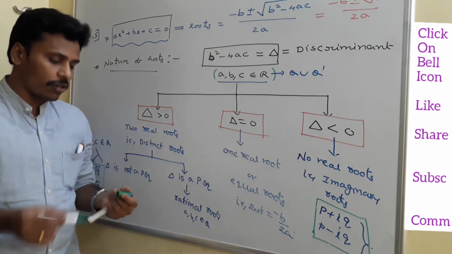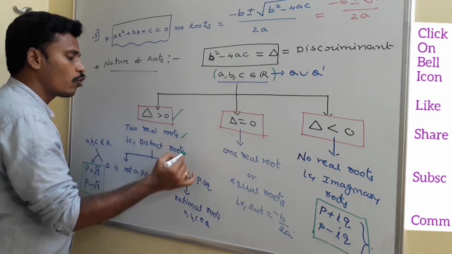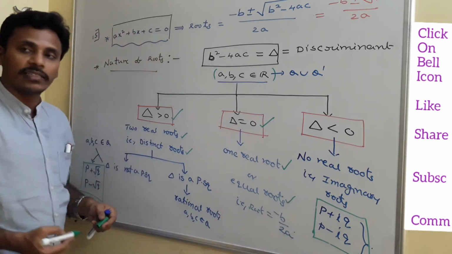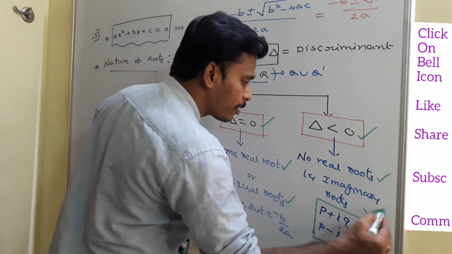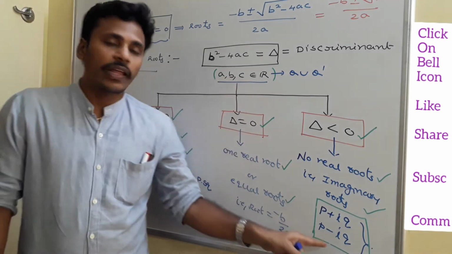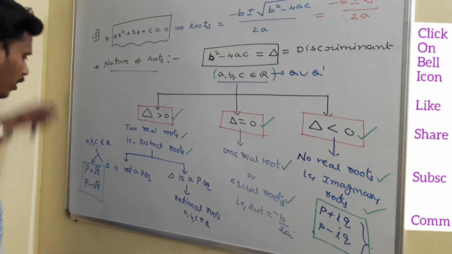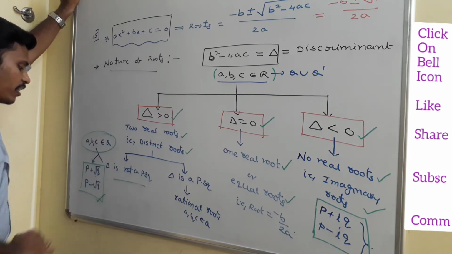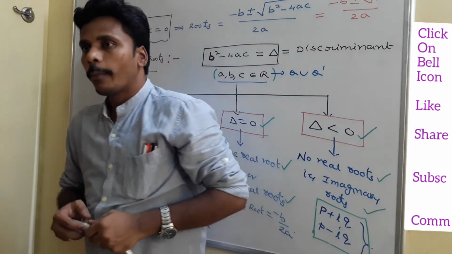At the end of this total picture, what you need to memorize is: if delta is greater than 0, the equation has two real roots or distinct roots. If delta is equal to 0, the equation has one real root, or you may say it has equal roots. If delta is less than 0, the equation has no real roots, as well as it has imaginary roots. Further, if a, b, c belong to R, then the imaginary roots are of this format: if one is p plus iq, the other one is p minus iq. And if delta is not a perfect square and a, b, c belong to rationals, then the irrational roots again exist in conjugate pairs: if one root is p plus root q, the other root is p minus root q.